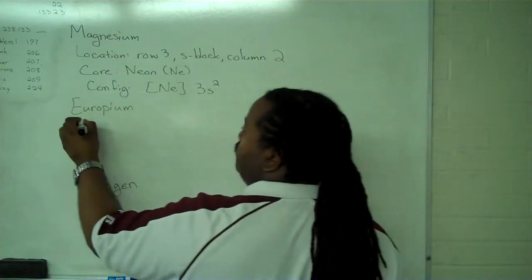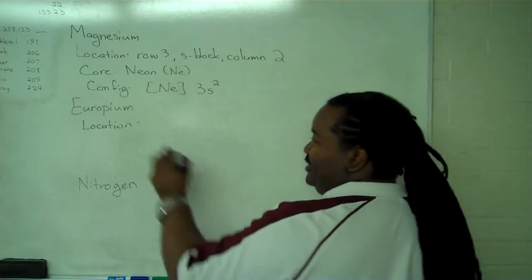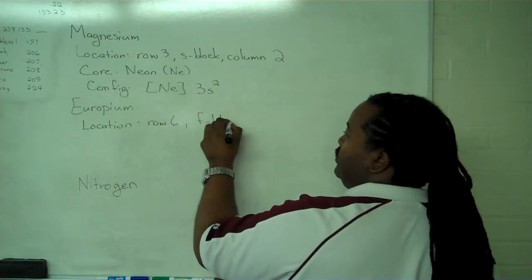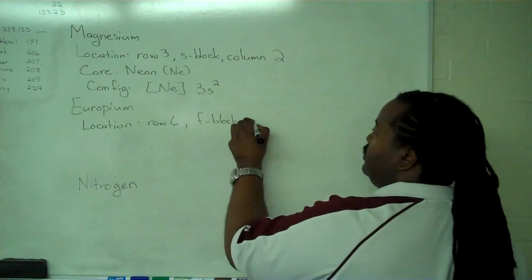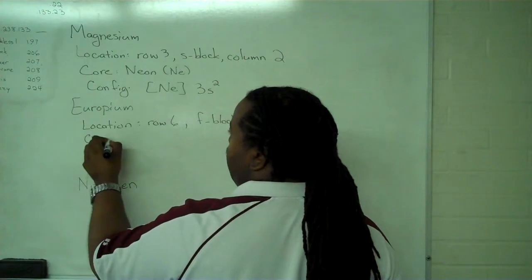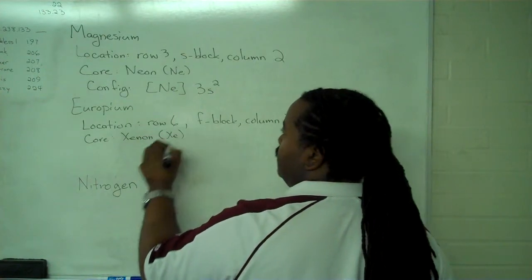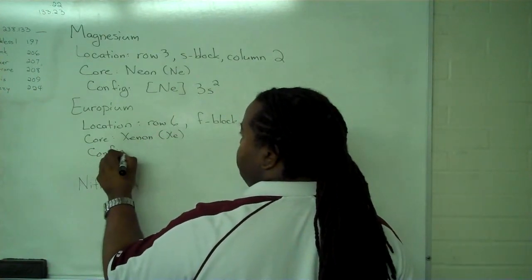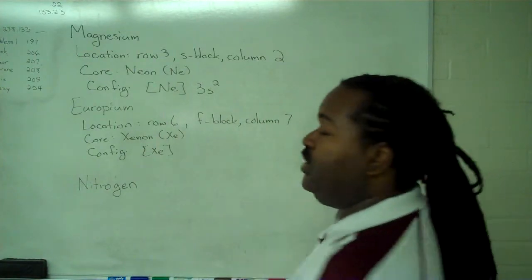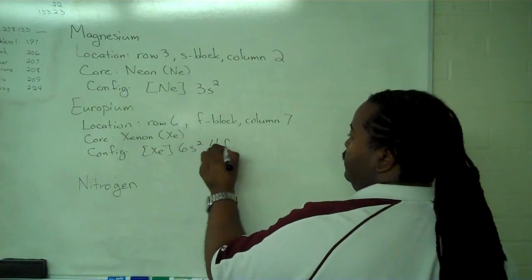For europium, we have the location is in row 6, F block, and column 7. The noble gas core, in this case, is xenon. And we can write out a configuration as a result. We have xenon. And we have to start, according to alpha, at 6s, fill that completely, and then 4f7.